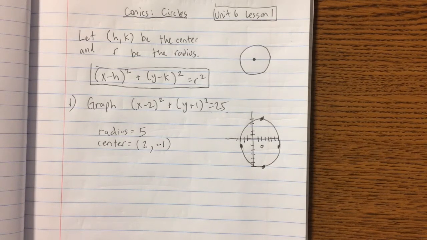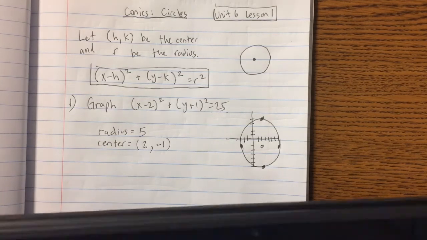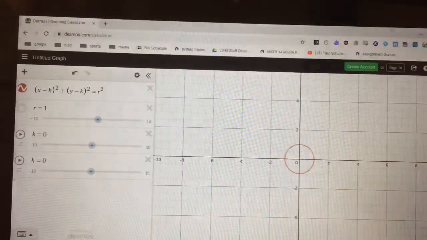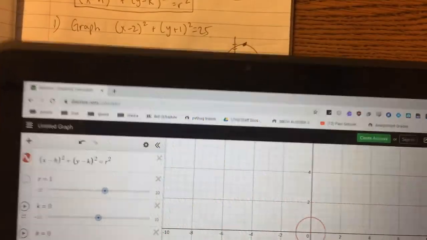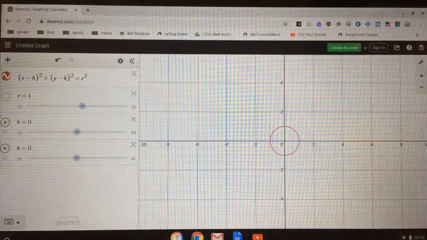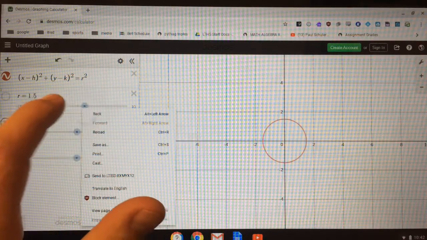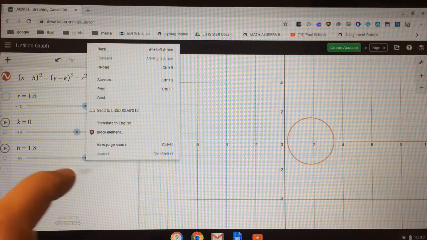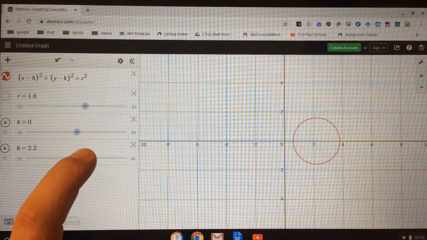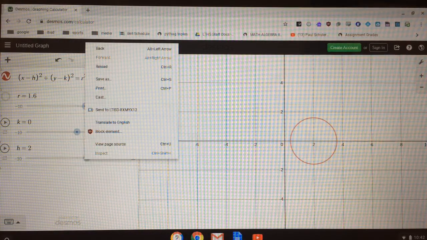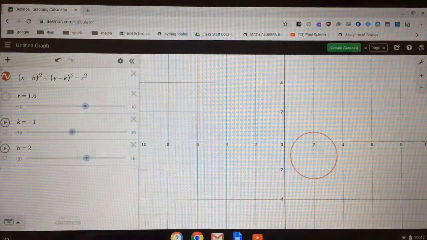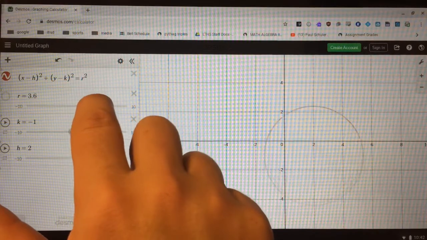And if we go back to Desmos, we can test that out. All right, I'll go back to the notes in just a sec. So we've got x minus, what did I say, 2. Oops, the h is 2. There we go. And the k was negative 1. And the r value we said was 5.